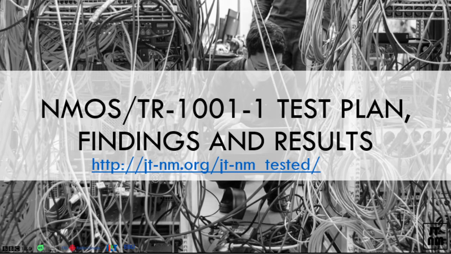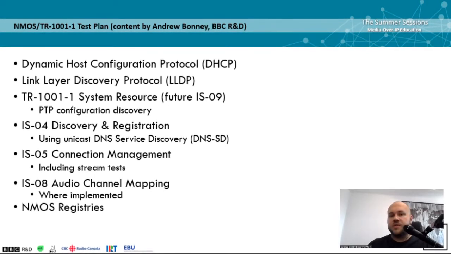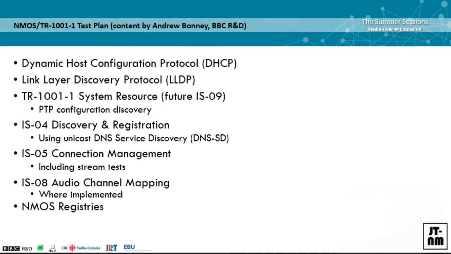Going further into the control plane, the test plan and the results for the NMOS and TR-1001-1. This time we've broadened the program, as I said, to include the registries and the broadcast controllers, but we've also covered things like traditional IS-04, IS-05, IS-08, to become the system resource specification that will become IS-09, but also networking and IT technologies like DHCP and LLDP. Again, just go and read the whole thing. It's incredibly elaborate. Every test plan is incredibly detailed and verbose.